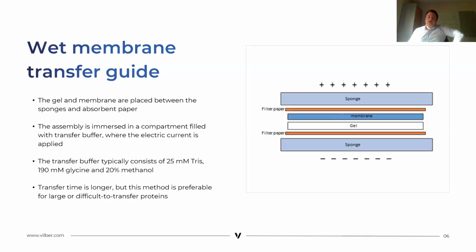The first is the wet membrane transfer. So the gel and the membrane are assembled in a cassette and fully immersed in a transfer buffer. The standard buffer contains Tris, glycine, and about 20% methanol. Okay. It's a long technique, often 1 hour or more, but it's very, very efficient, especially for large proteins. So if you are working with high molecular weight proteins, wet transfer will be, in my opinion, the safest option.